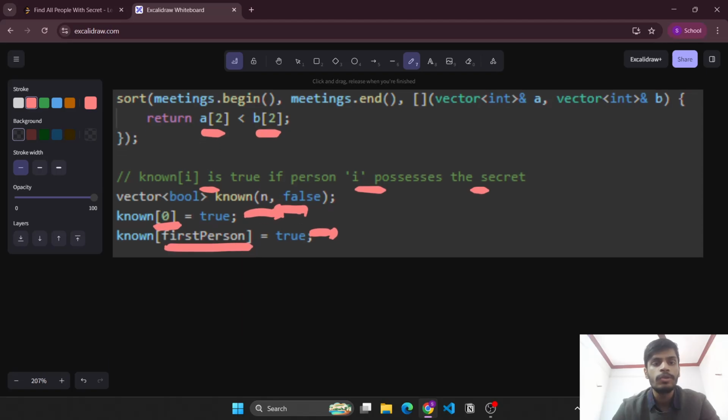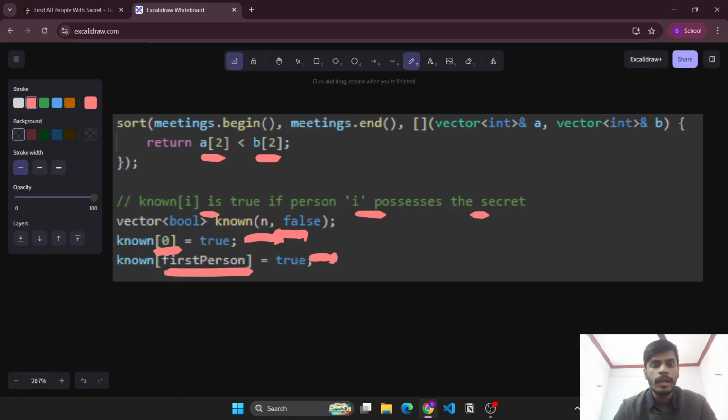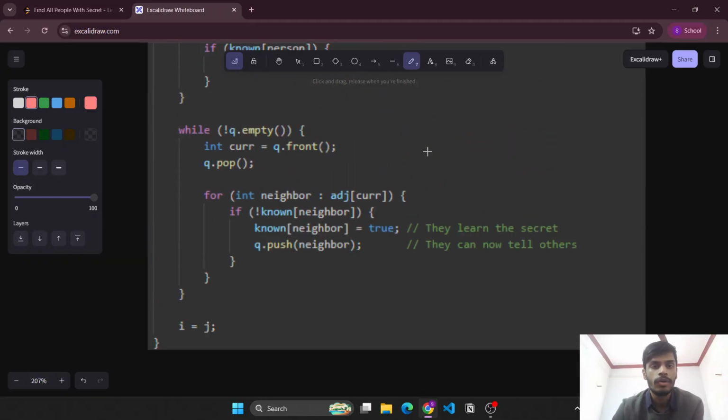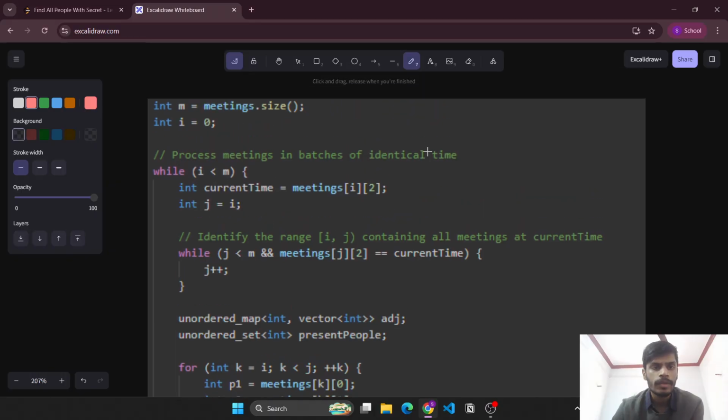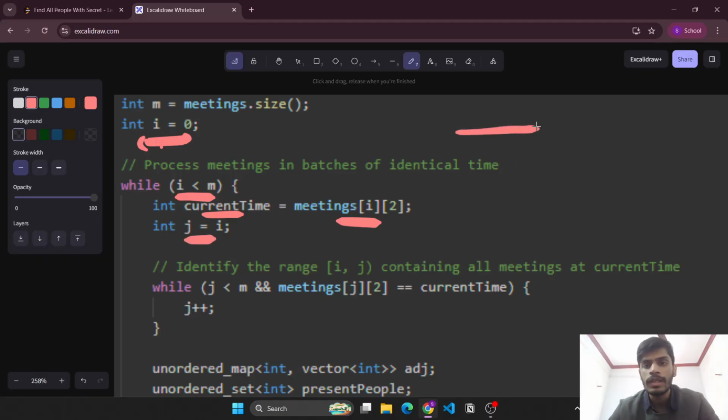Now we need to process the people by increasing order of time, and at a particular time we need to know what people have the meetings, then we'll create a graph on the basis of those meetings. So now we need to go meeting-wise. Initialize this i with 0. We'll go till we have not exhausted all the meetings. Now the current time that we have is meetings[i][2]. So we need to find out all the meetings; this j will be moving till the time remains the same.